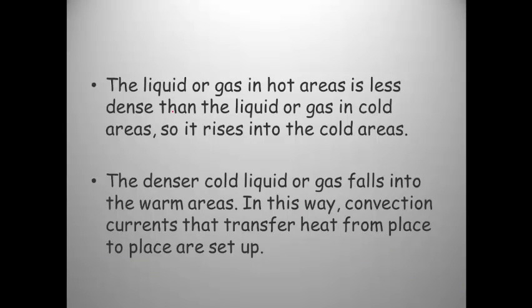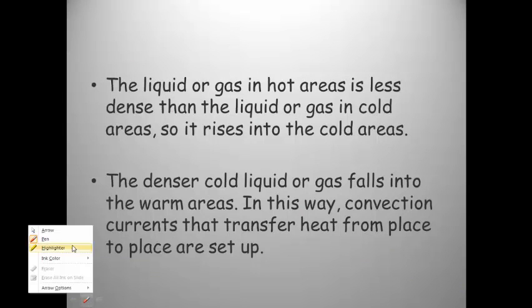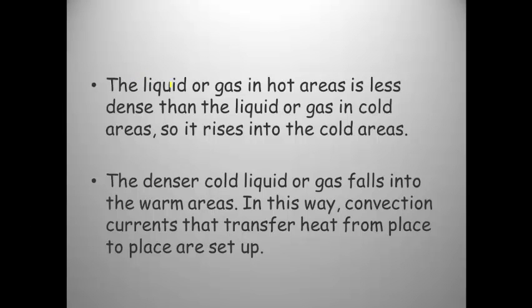Like I said, the explanation with that is that the liquid or the gas becomes less dense than the liquid in colder areas, so it rises. That's the real key bit: the liquid gets hot, becomes less dense, and then begins to rise into the colder areas. The denser cold liquid then falls into the warm areas, and this way the convection current takes place.